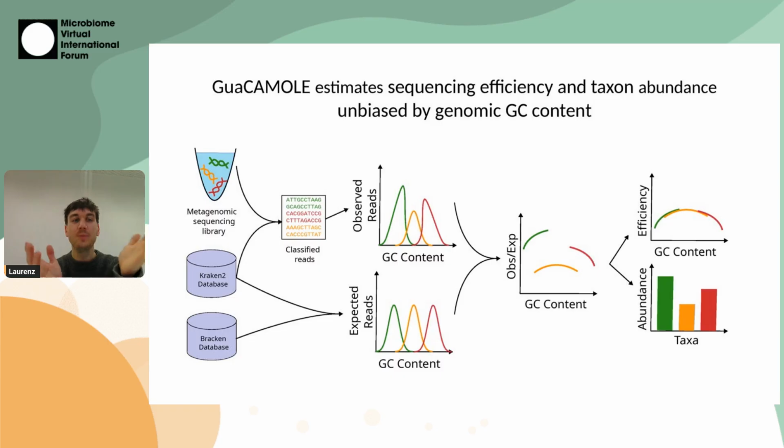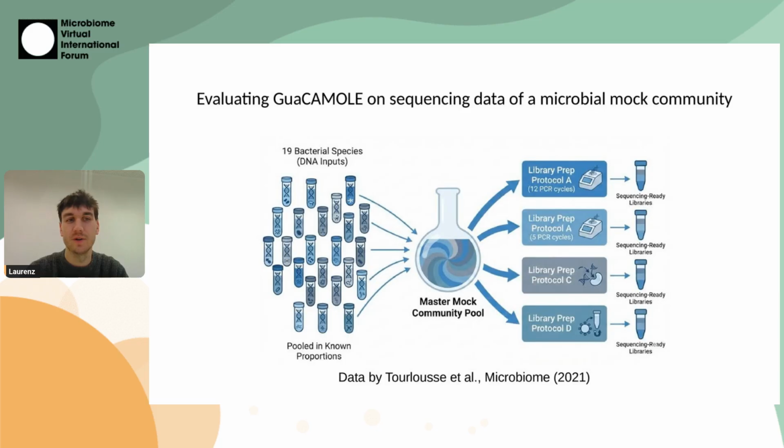And now the output of the GuaCAMOLE algorithm is two things. So first of all, from a single sample without any spike-in or anything, we can get the efficiencies of the sequencing process across the GC range. So this bias curve, if you will, here on the right. And what GuaCAMOLE also outputs are abundances of the taxa that are not biased by GC content. If you are interested in how exactly the algorithm works, please read our publication. I give you the link at the end of my talk.